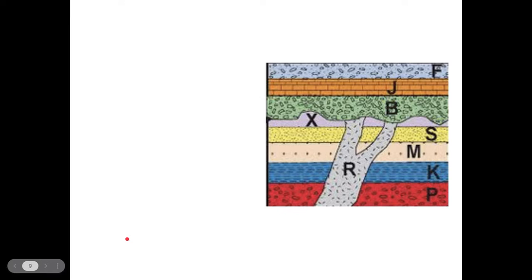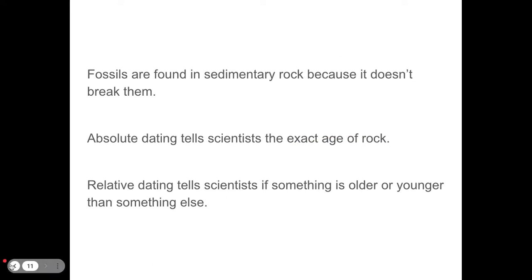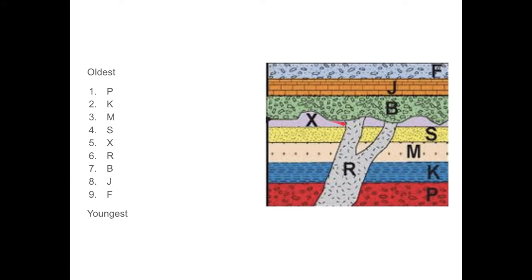For this layer of rock, we have once again an igneous intrusion, and then we have an erosion event in addition to the layers. So this one layers out with P as the oldest, then K, M, S, and X, and then R cuts through all of those, so it is next, followed by B, then J, and finally F.